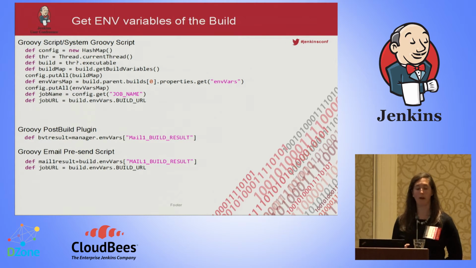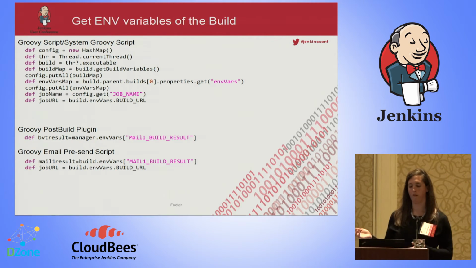The Email-ext pre-send script also gives you the build variable. So you can do build.environment variables, and in this case, mail1 build result is an environment variable for that job.